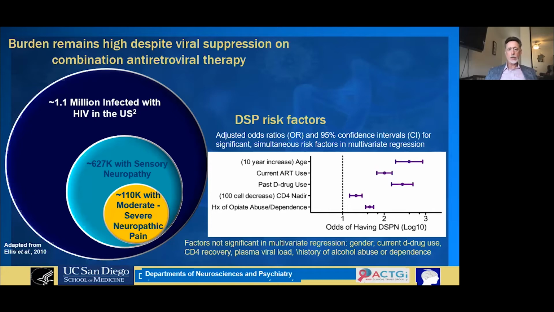In the pre-CART era, so before combination antiretroviral therapy, the risk factors were increasing age, current use of antiretroviral therapy, past use of D drugs, and a lower CD4 nadir and a history of opioid abuse and dependence. And I'll come back to this later because that picture has changed quite a bit.